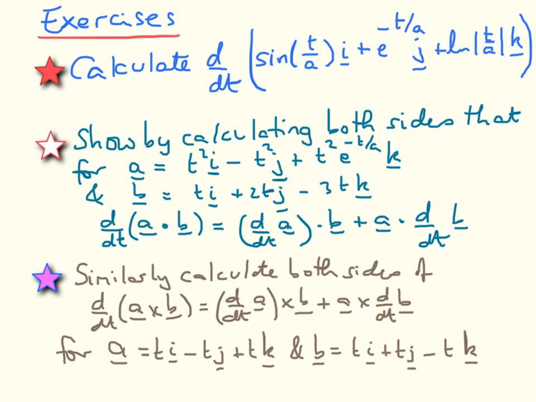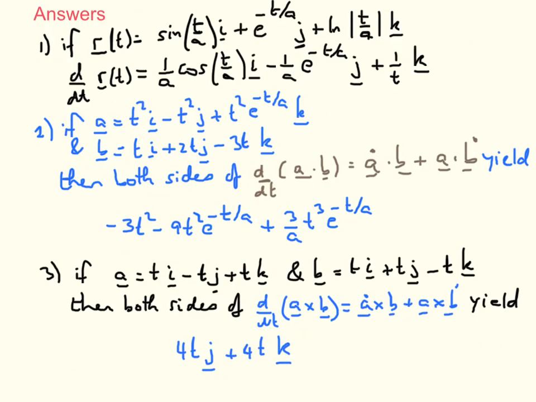So I hope this has helped you with differentiating vectors, and I hope that you obtain the results on the next slide. And to finish off, here are the solutions. This is the first solution. This is what you should obtain for both sides for the second problem with the scalar product, and this very simple result is what you should obtain for both sides for the vector product. And with that, we'll stop this video.